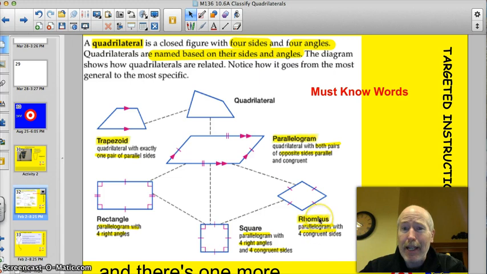I always say it's like a square that is ready to partay. It is going to rhombus tonight. I have no idea what that means, but it's fun to say.